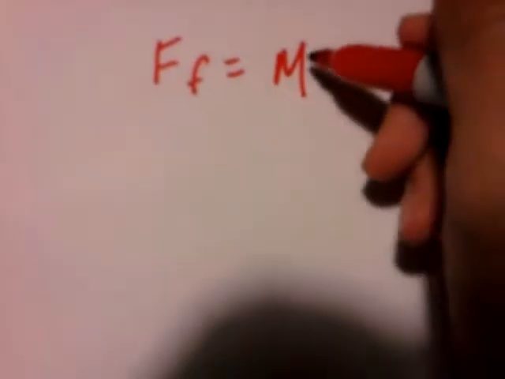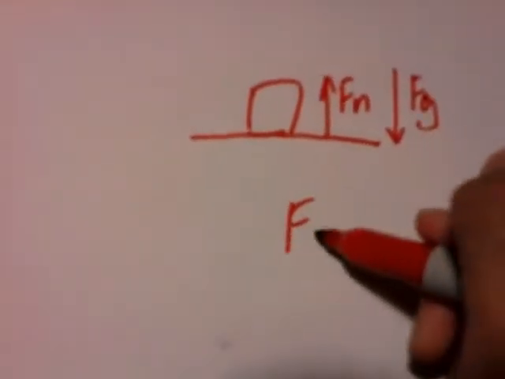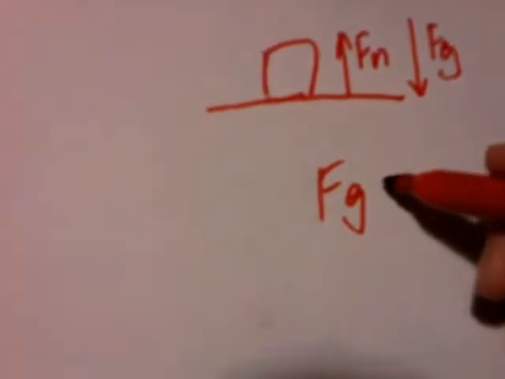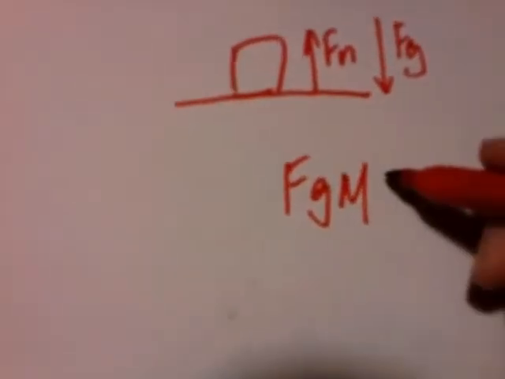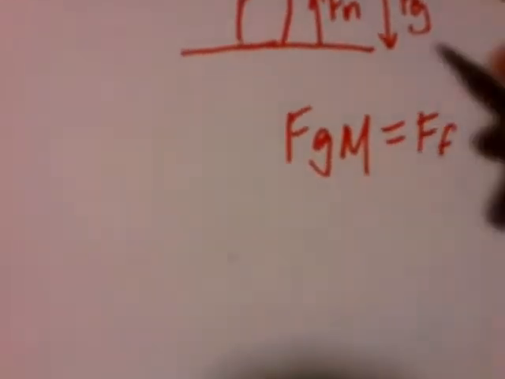Alright, so we already know that force of friction is a function based on the coefficient of friction times the normal force. Normally, with an object sitting on a flat surface, the normal force would just be the same as the force of gravity acting down on the object. So we would have no problem just saying force of gravity times the coefficient of friction equals force of friction, because these two are equal.